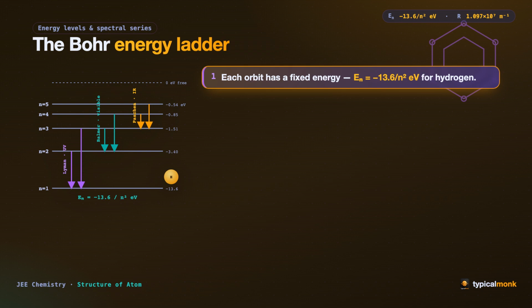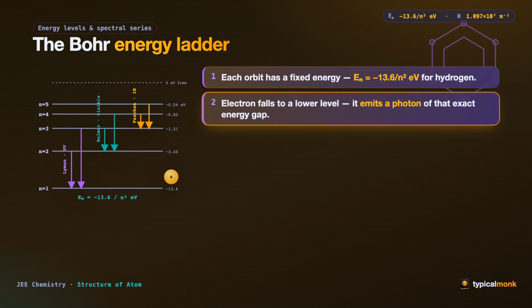Look at this ladder carefully, because it is the map for every spectrum numerical in this chapter. Each rung is an allowed orbit, and the higher the rung, the higher the energy. First, each orbit has one fixed energy. For hydrogen, the energy of level n is minus 13.6 over n squared in electron volts.